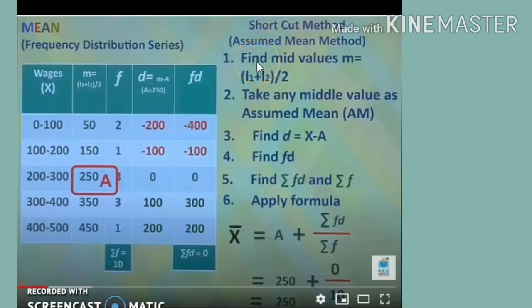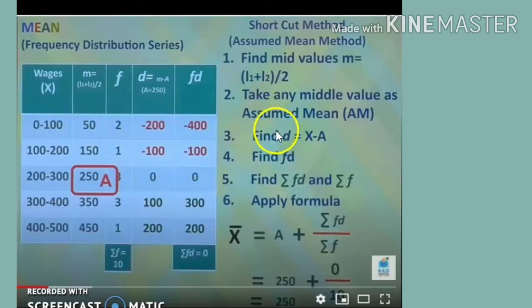So the first step is to find the mid value, as you know that that is the both limits, that is L1 plus L2 divided by 2. So it's the mid value. So you will be getting 50, 150, 250, 350, 450, and the frequency will be given in the question as 2, 1, 3, 3, 1. The previous same question is there. So sigma f is equal to 10 is the total.